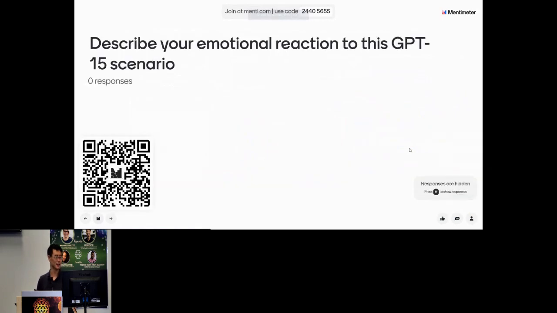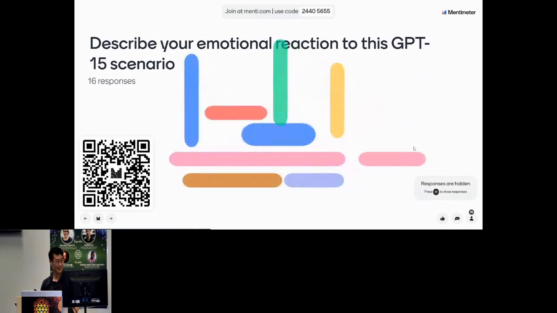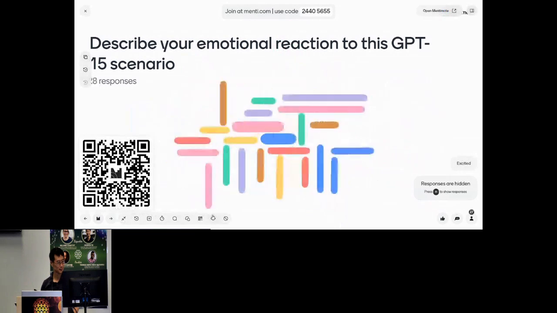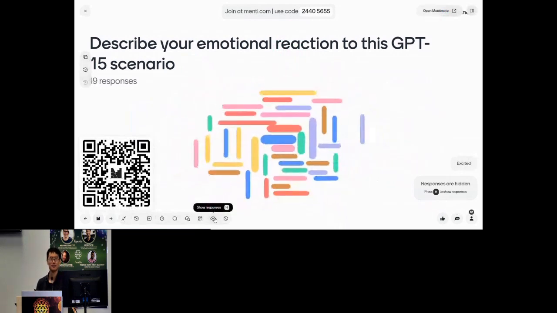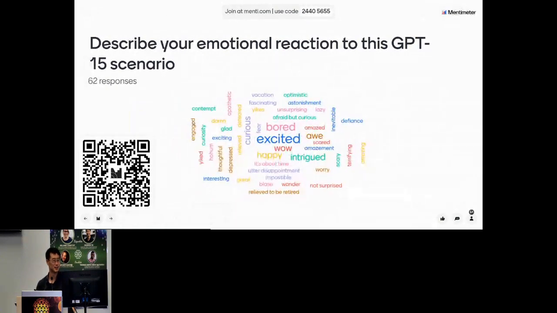Now on your phone or your laptop, you should see this prompt: describe your emotional reaction to this GPT-15 scenario. Enter as many responses as you like, two or three. We'll give it a second. I'm going to hide these so we're not overly biasing each other. Okay, great, 60 responses.